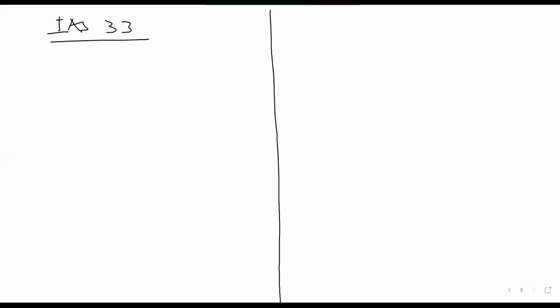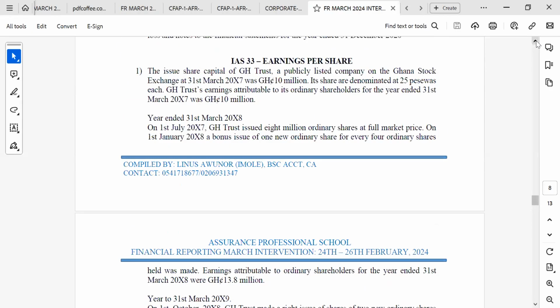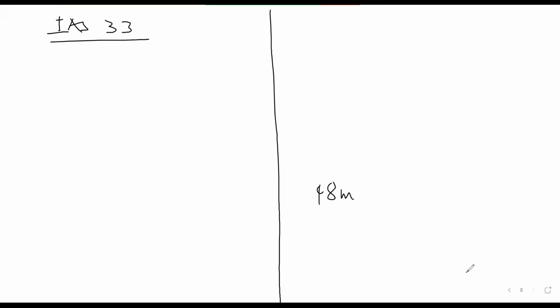So let's come to the question, which is asking us for basic earnings per share. The basic earnings per share is just that: you have made a profit of 8 million. The 8 million is for the full year. But you have shares of 10 million at the beginning of the year. But on 1st July, you have issued new shares of 6 million. The impact that these 6 million shares will be having on the 8 million, is it going to be a full year impact or only some months' impact?